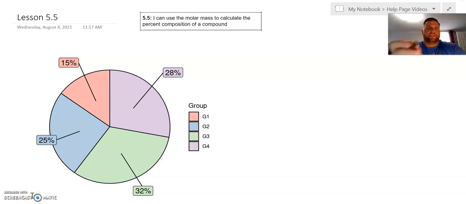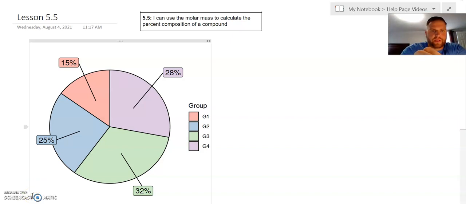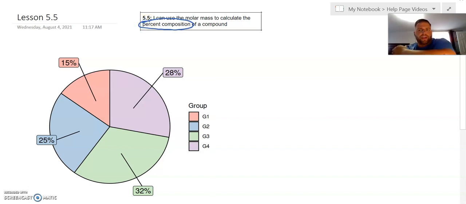So let's key in on the keyword of this skill. And the keyword is percent composition. So when I hear this word, what you should also think of is a pie chart. This is how I visualize this. A pie chart as a whole is equal to 100%, and it is divided into specific groups that represent specific items.